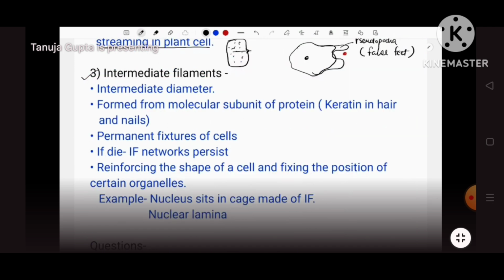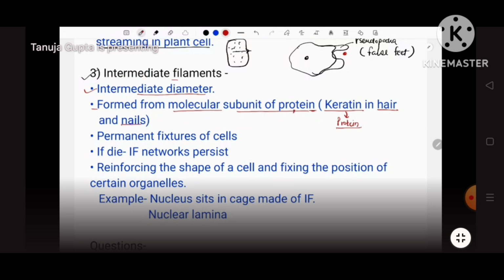Third component, it is intermediate filament. As I told you, it is of intermediate diameter, not as thick, but thicker than the thinner one. It is formed from molecular subunits of protein, which is keratin protein. Keratin is present basically in your hair and nails. That strength is because of this keratin, and keratin is a part of intermediate filament.